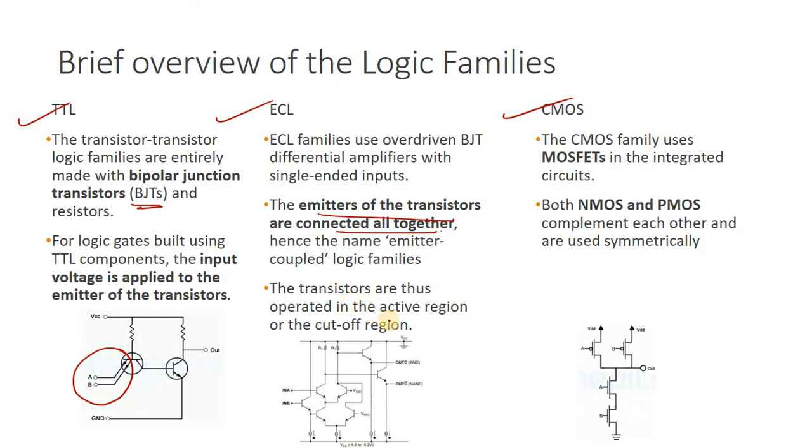The transistors are operated in the active region or maybe up to the cutoff region. The inputs are single inputs, they are not multi-emitters. The CMOS family uses MOSFETs, both NMOS as well as PMOS, and they are constructed symmetrically and they complement each other because the advantages of both NMOS as well as PMOS are combined.